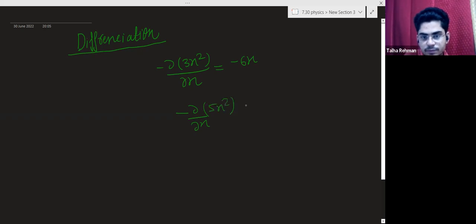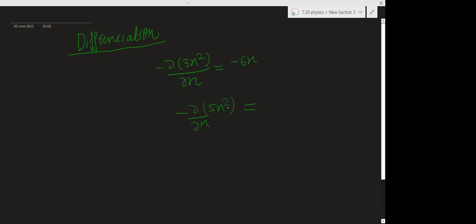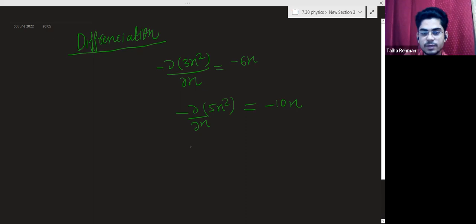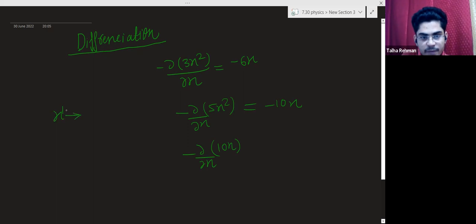So can you tell me now del y del x of 5x square? What is the answer? Sir, it would be minus 10x. Yes, fine. So now can you tell me del y del x of 10x? You should reduce the power. If the power is 2, you should minus 1. If the power is 3, you should minus 1, means x square, like this.